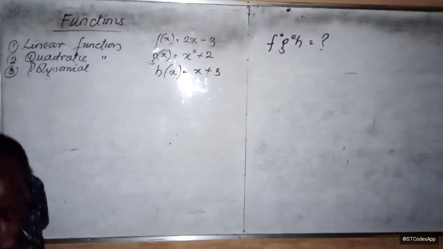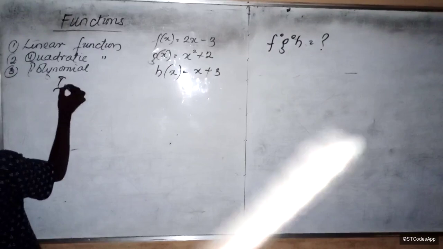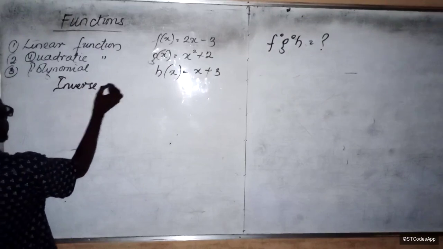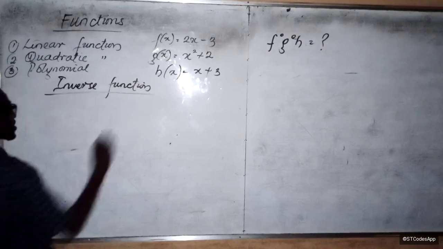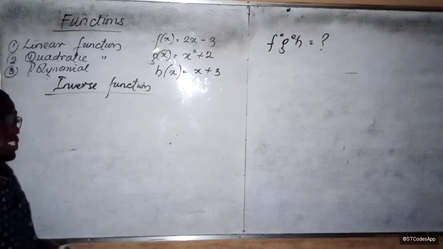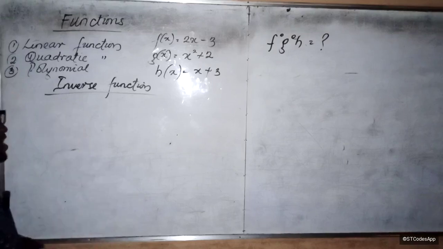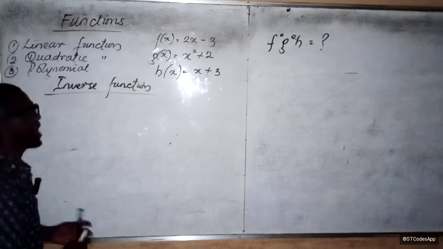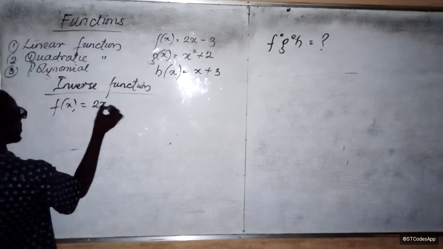So the next function, which will be the last function we're going to be discussing, will be the inverse function. Now these are two types of special functions. We discussed composite and inverse. So those are the two types of special functions that we have. For an inverse function, let's use our f of x that we have there. f of x is 2x minus 3.